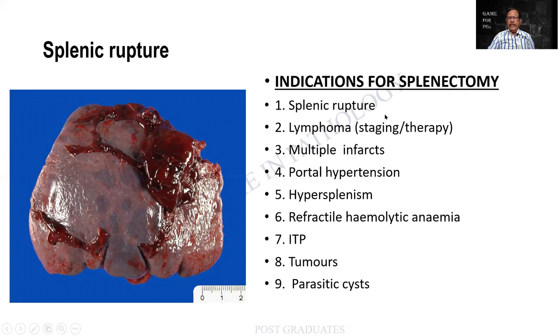Any splenic rupture, it is a surgical emergency, it has to be removed. Lymphoma, sometimes we do it for staging and therapy. Multiple infarcts, we'll have to do it. Portal hypertension, rarely it is advised. Hypersplenism, refractory hemolytic anemia, as in the case of spherocytosis. ITP, tumors, parasitic cysts. These are all some indications of splenectomy.